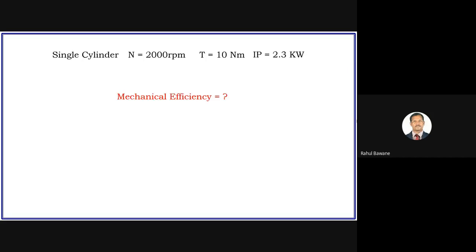And the next part is mechanical efficiency. We know the formula of mechanical efficiency. Mechanical efficiency is brake power upon indicated power. We have the value of brake power from the answer we calculated first, and IP is given, so put in the values. So we come to know that our mechanical efficiency is 91.06.